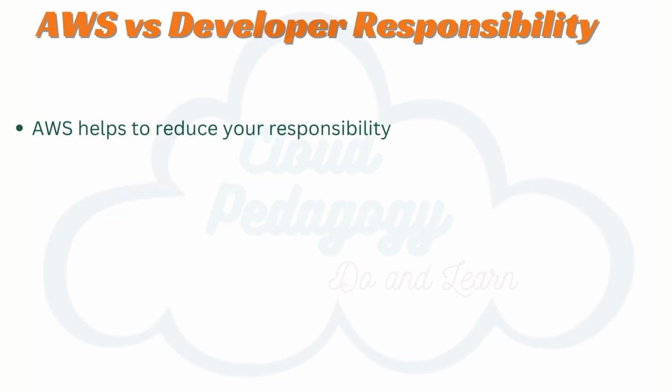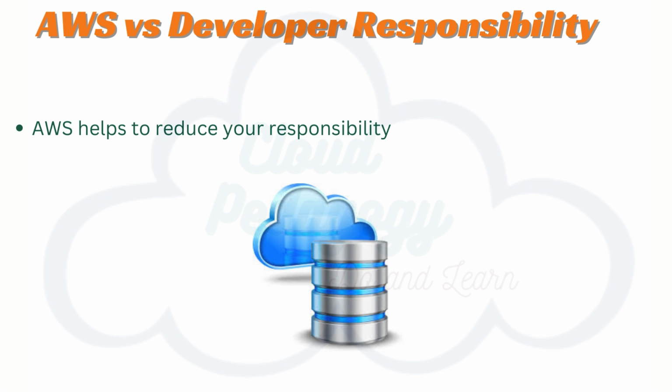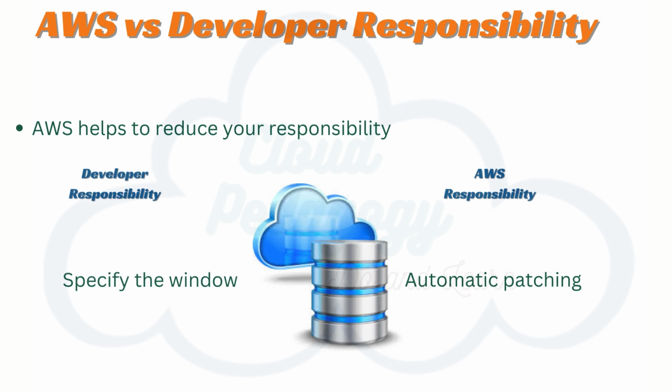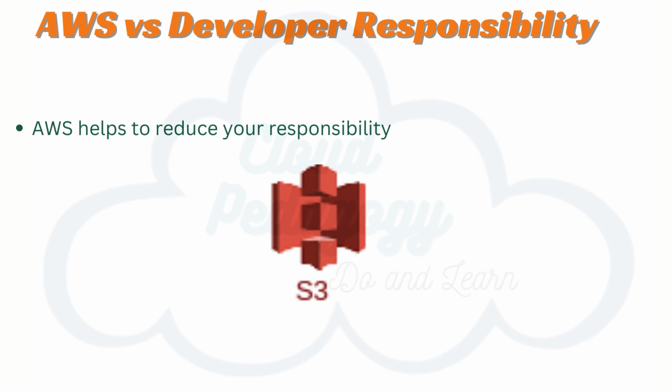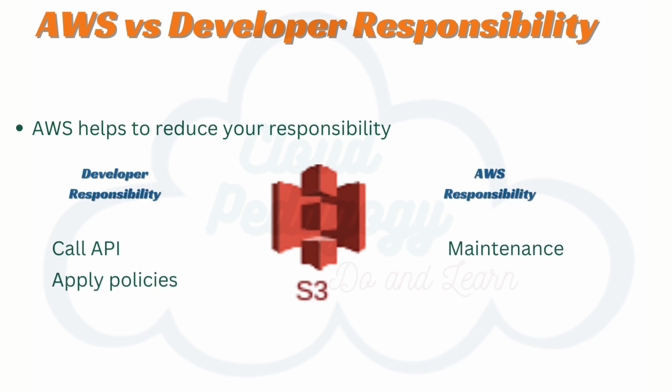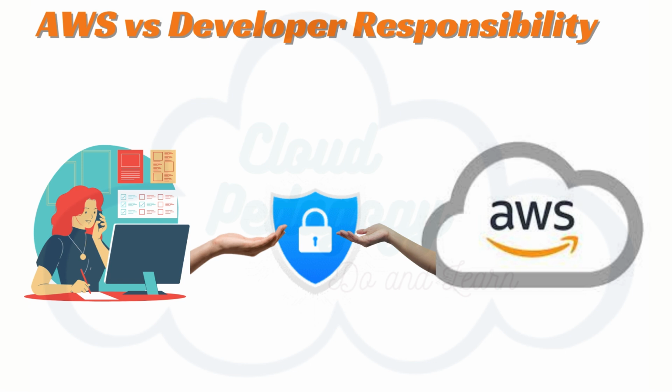What's really great for helping development teams move quickly is, as we'll see later in the course, that using higher level services from AWS can help you reduce your responsibility. For example, if you use a service like RDS for managed databases, AWS can automatically apply patches to the guest operating system and the SQL engine on your behalf during a maintenance window you specify. And if you use AWS APIs like Amazon S3, all you have to focus on is calling the API and considering the access and encryption policies that you would like to use. So as a developer, you've got to know the responsibility model between AWS and you.